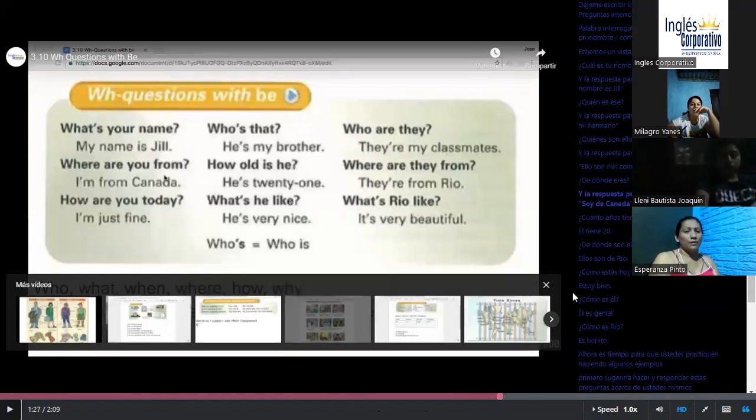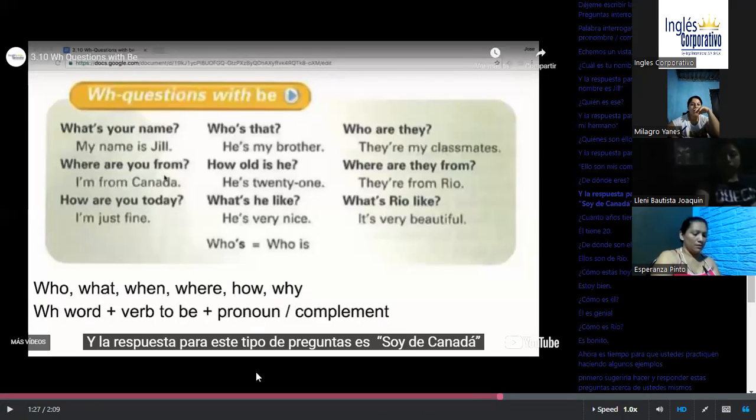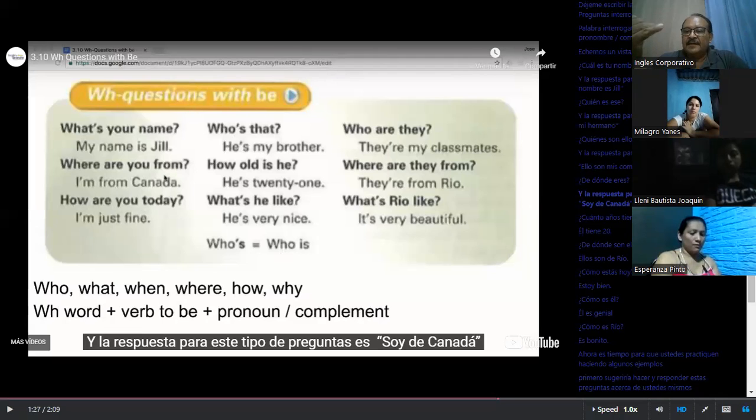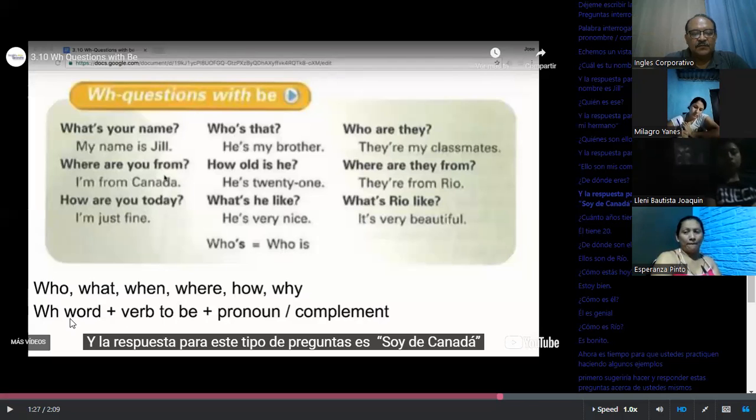Okay, there is something important. Remember, I was telling you the other day the three forms of the verb to be, right? Is, am, and are. Okay. Then we have, for example, the WH words: who, what, when, where, how, and why. Okay. Se pueden incluir otras como whose, que las van a ver más adelante, whose, how many, how much, okay? But these ones are in this level.